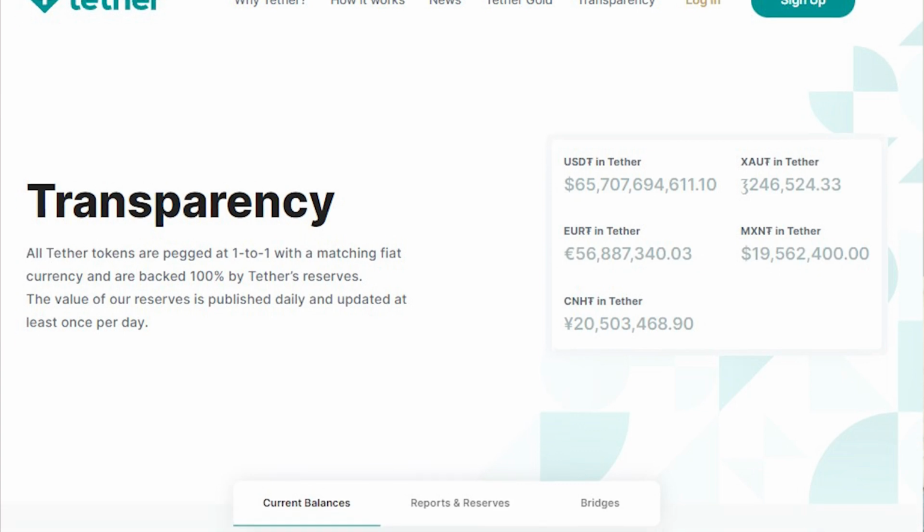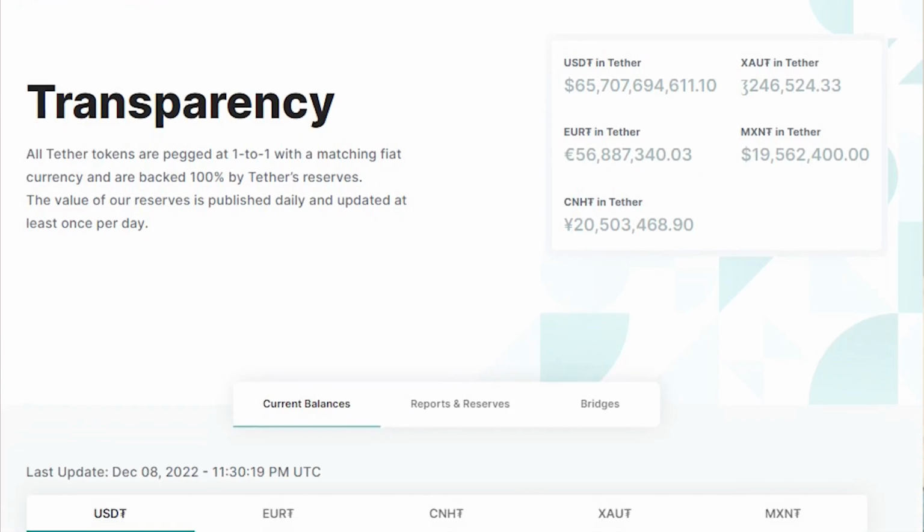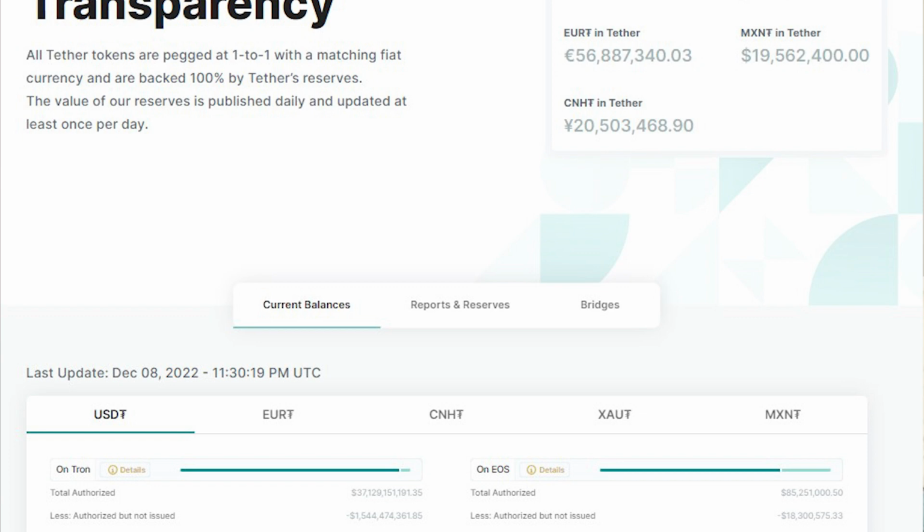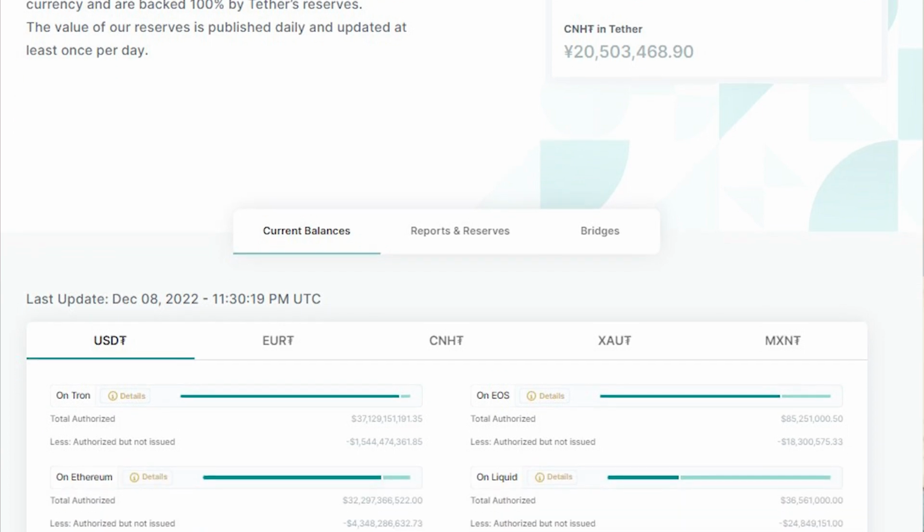Number 5, security. Tether is 100% transparent, which means you can see all of the transactions on their website. This is paramount because it makes it easy for people to know how much money there is in circulation and how many Tethers are being held by each exchange.